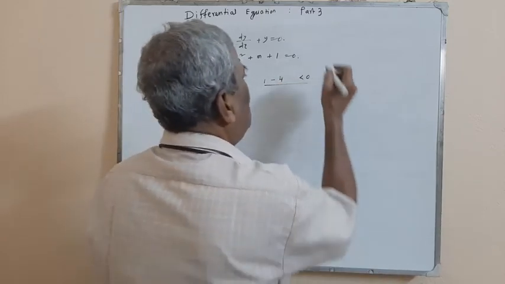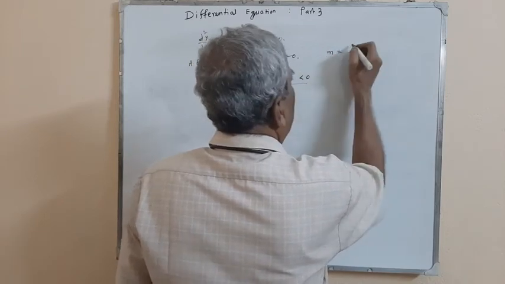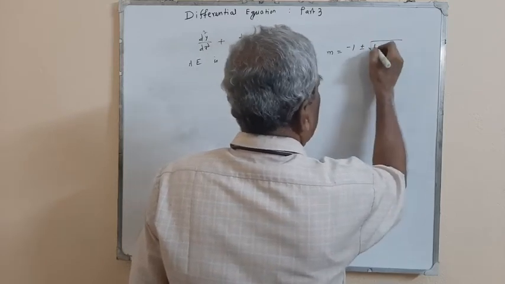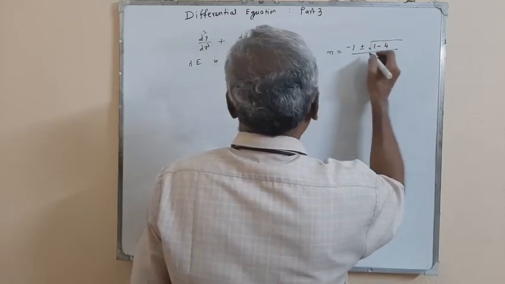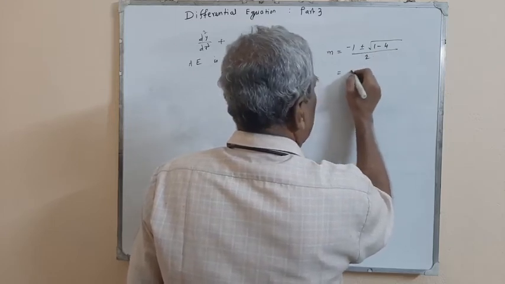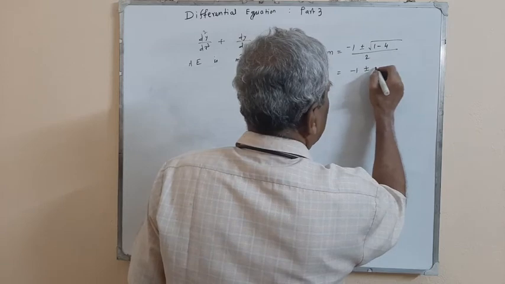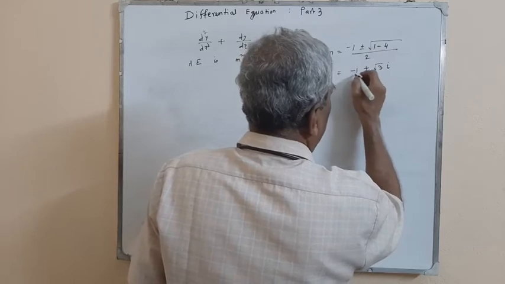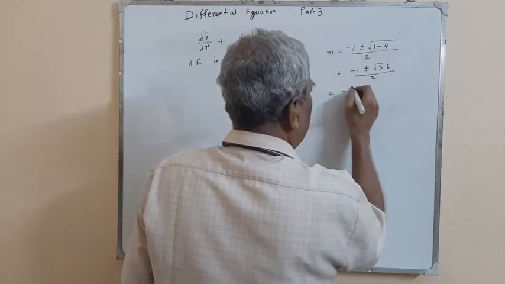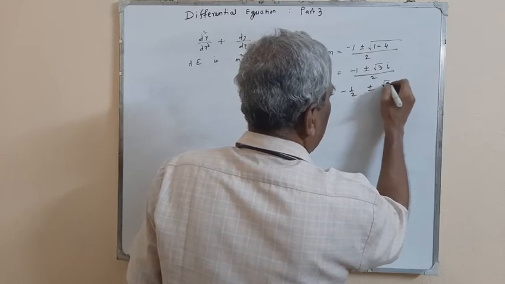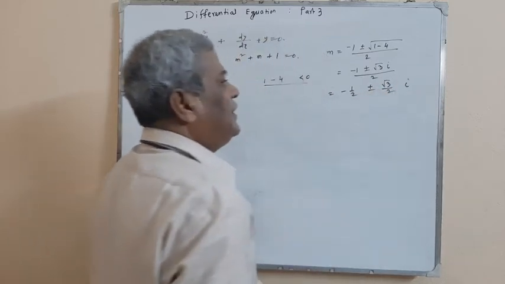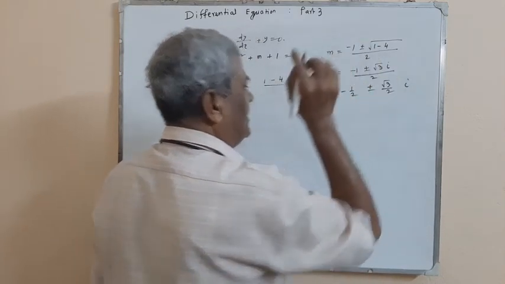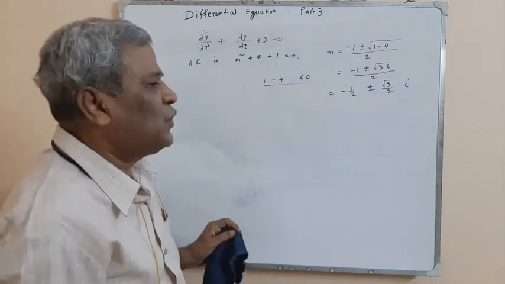And solving, we get m equals minus b plus or minus root of b squared minus 4ac, divided by 2a. That is, it is equal to minus 1 plus or minus root 3 i by 2. That is, it is equal to minus half plus or minus root 3 by 2 i. It is of the type alpha plus or minus beta i. So the roots are complex conjugate.